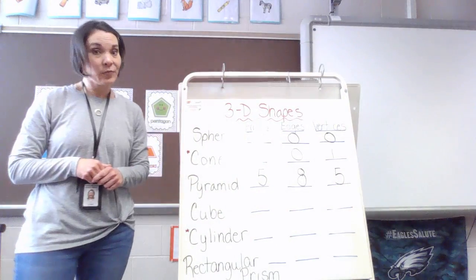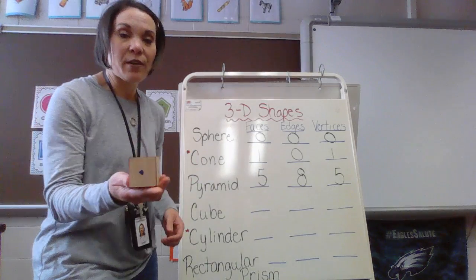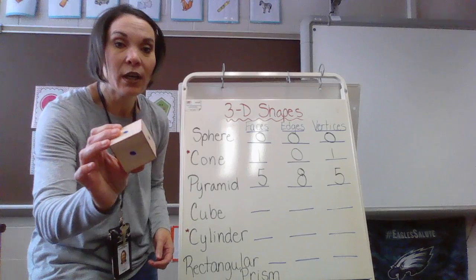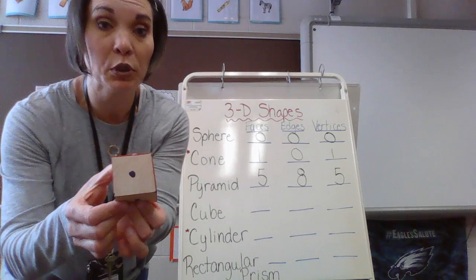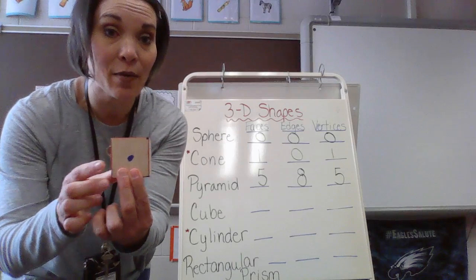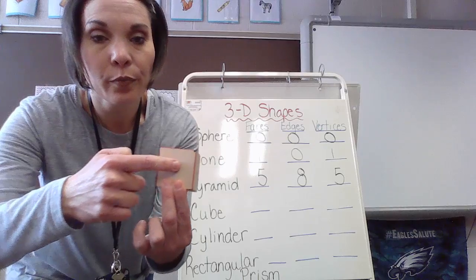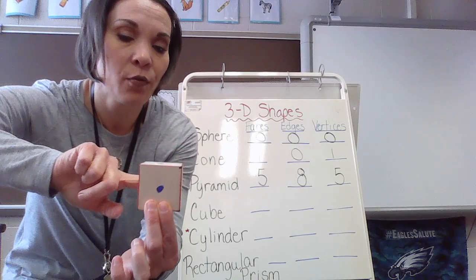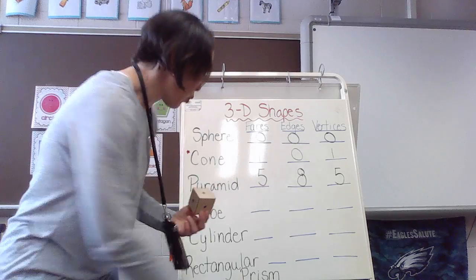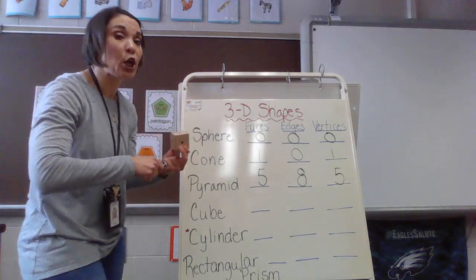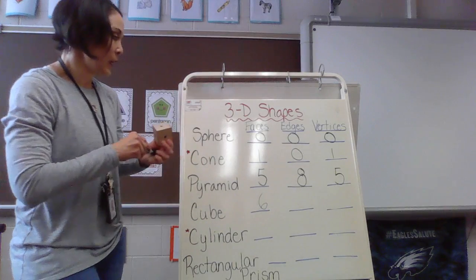Let's head now to the cube. Cubes are another pretty famous 3D shape that we all know. So let's go ahead and get started. We are going to start counting those faces. Count those blue dots. Take your time. We're going to go at a nice slow pace here. 1, 2, 3, 4, 5, 6. So when I count my faces on a cube, it's going to be 6.